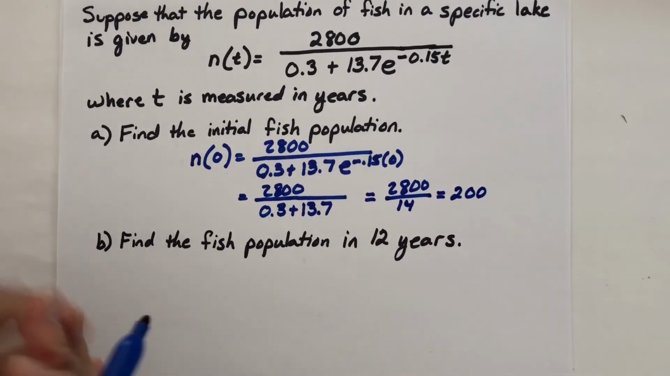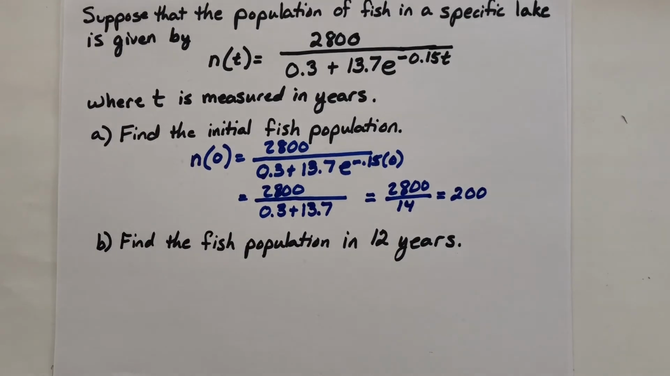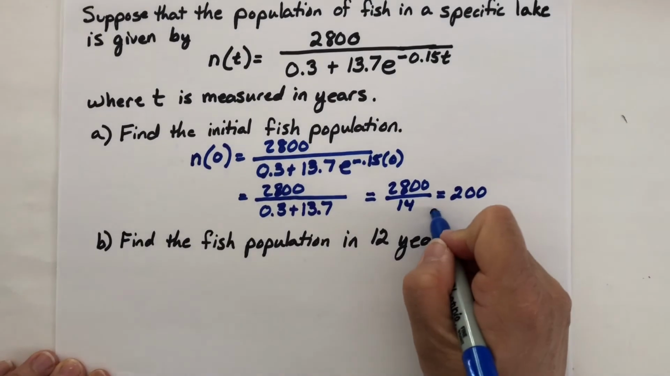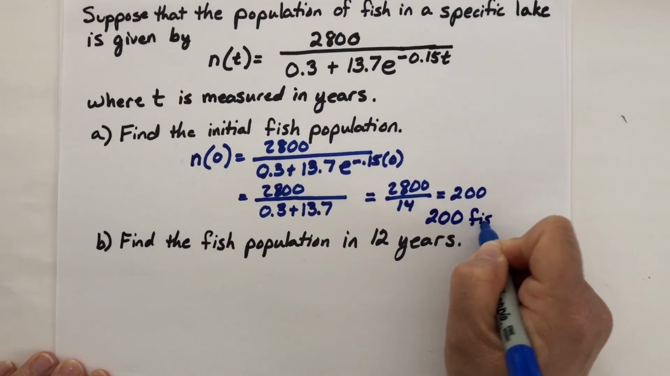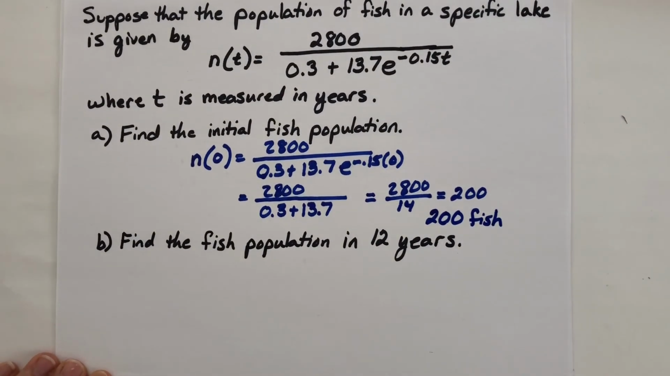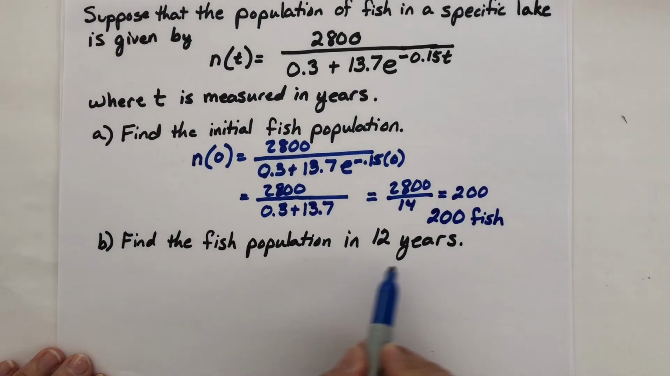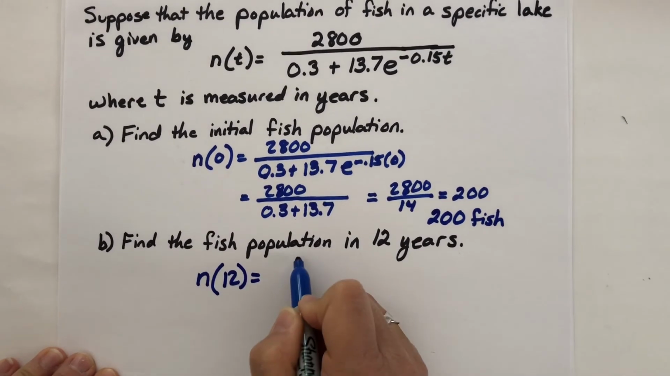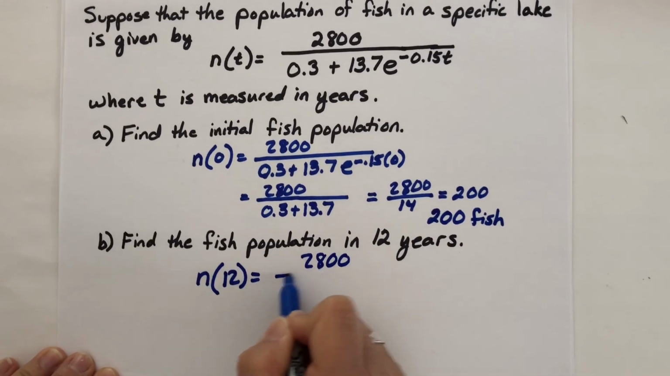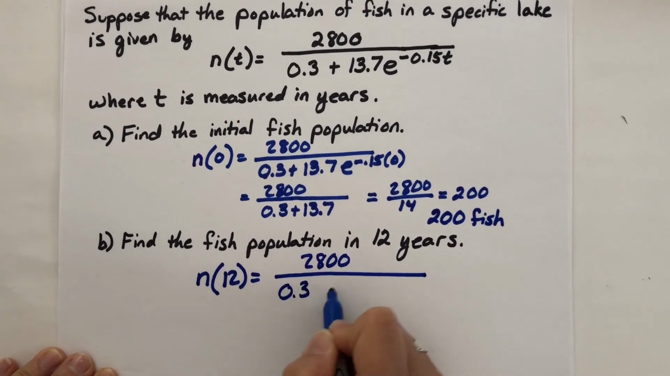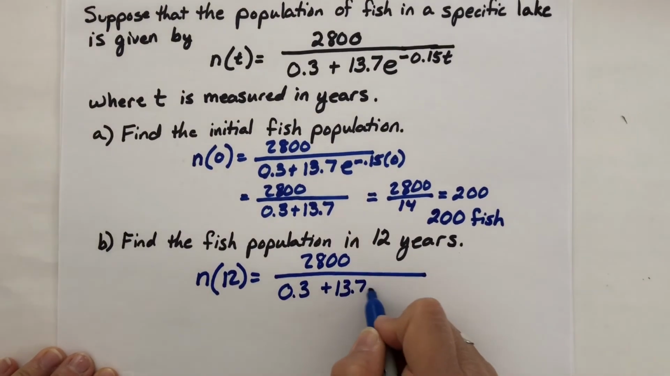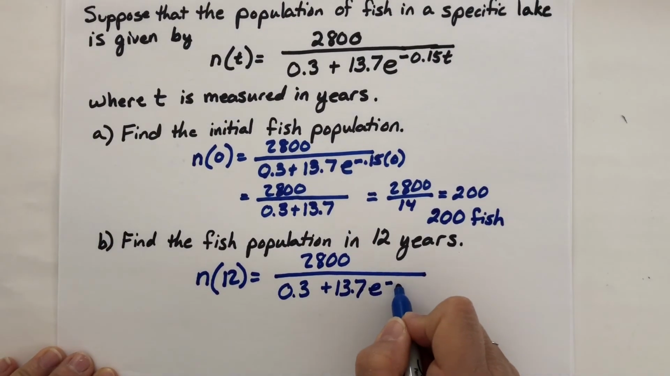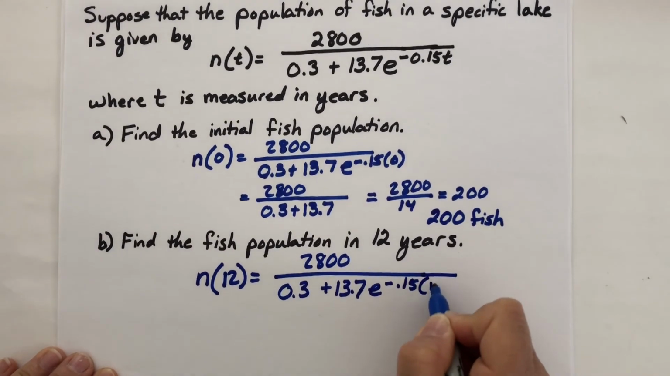So initially, whatever time they say is time 0 at the beginning of this problem, that could be today or 3 years ago, whatever is determined to be time 0, there are 200 fish in the lake. Now let's talk about the fish population 12 years later. We're going to pop a 12 into the equation. We have 2800 divided by 0.3 plus 13.7 e to the negative 0.15 times 12.